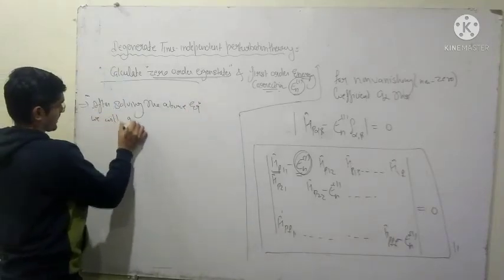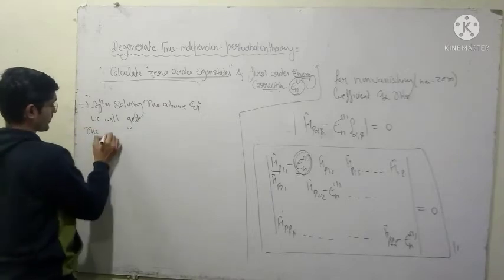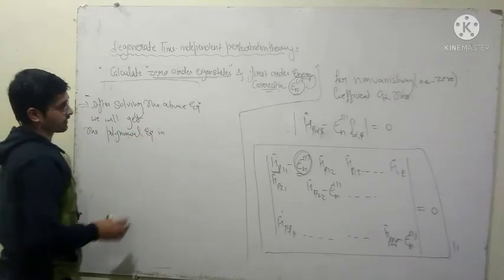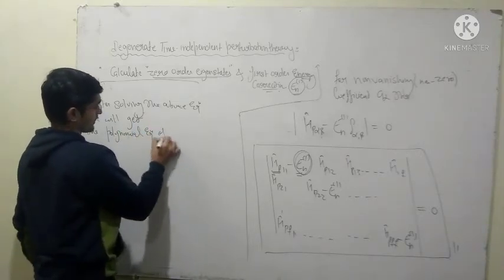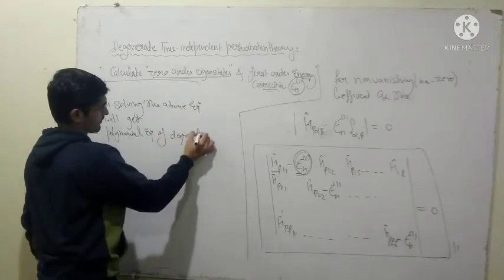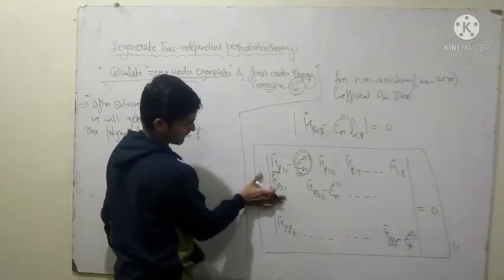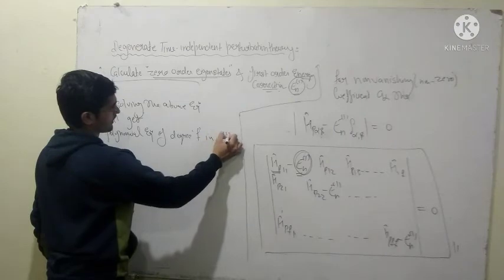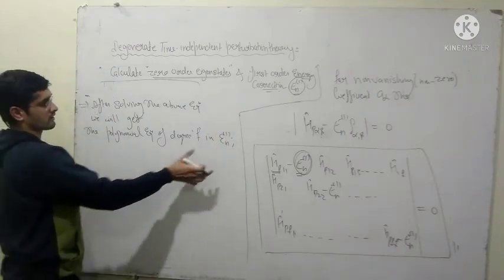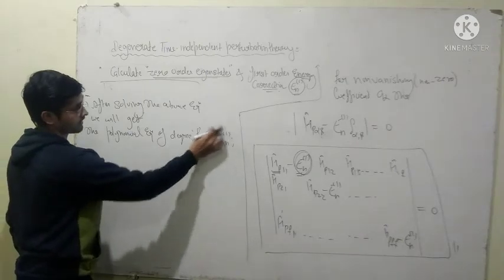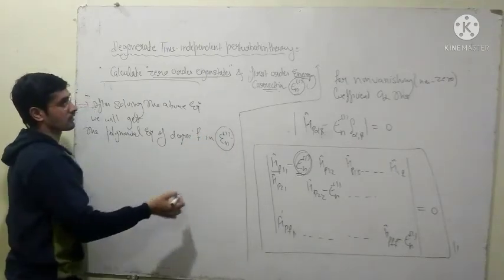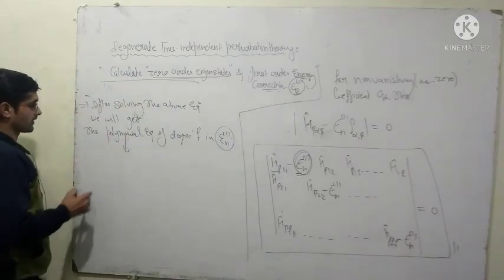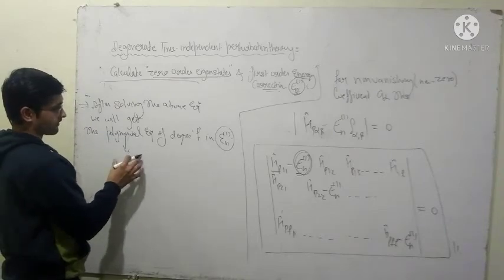we will get a polynomial equation of degree f. Why? Because this particular determinant is an f by f determinant in En1, right? So the polynomial equation will be of degree f in terms of En1, and these are the quantities that we are looking for, right? So after solving this polynomial equation, we will get f different roots.